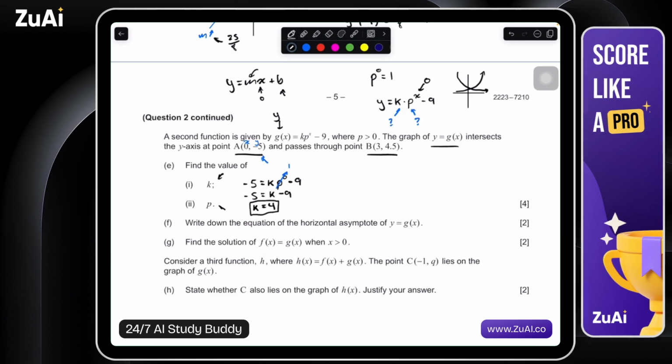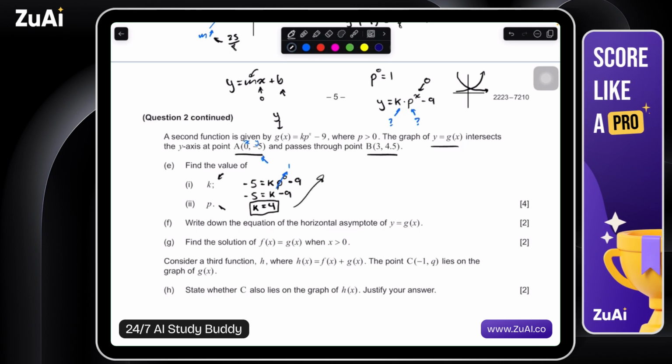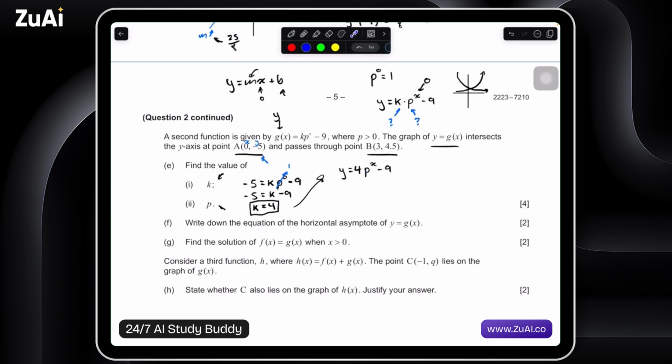So, knowing that piece of information, let's actually put that into our function right here. So we have y is equal to, we know what k is now, 4 times p to the power of x minus 9. Now we have some function with 1, 2 unknowns, and we've got another point that we've never used. So in order to find this value of p, we can plug in a value of x and a value of y, and then that should allow us to find this unknown right here. So let's go ahead and work that out for part 2.